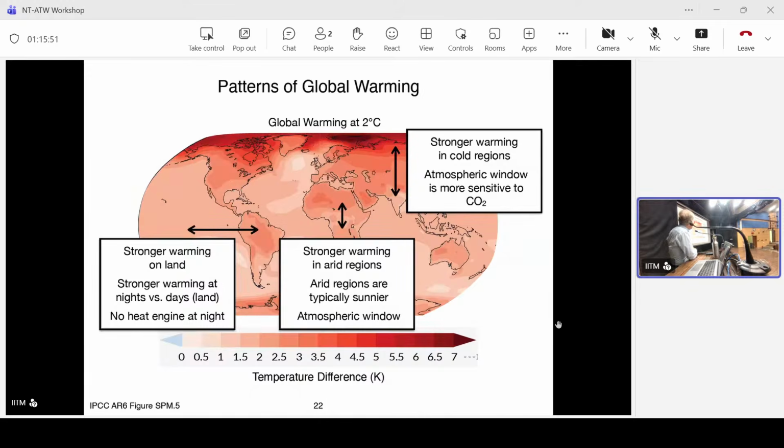And we also see that the stronger warming... Oh no, we didn't see that. Oh, hang on. No, I think I have another slide for that. Sorry, I think I got a little bit out of sequence here.